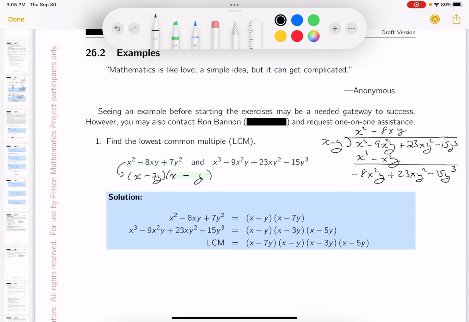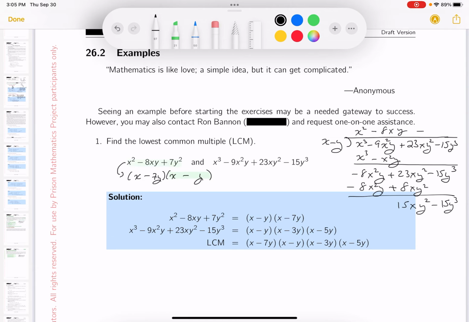Let's see what happens. What do you get? Minus 8x squared y plus 8xy squared. I'm going to subtract now. What do you get? 15xy squared minus 15y cubed. Let's repeat.